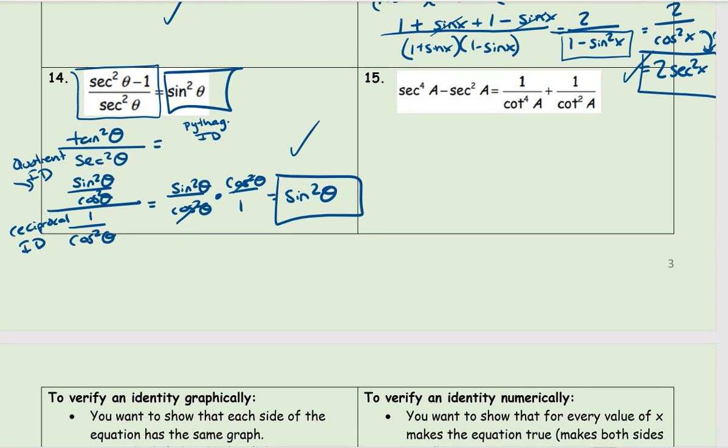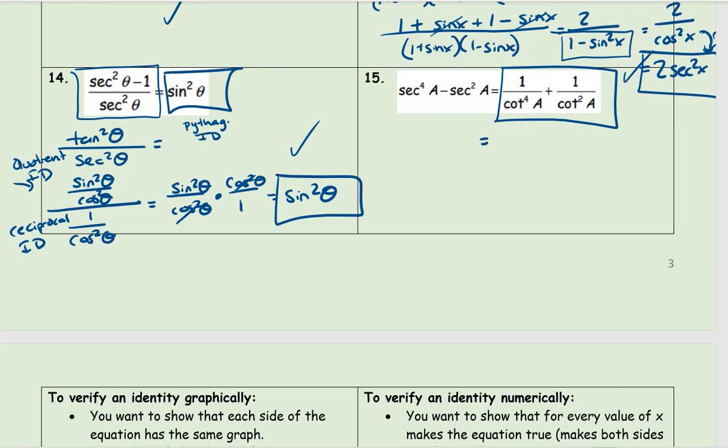Now, for our last one, it's a little tricky. Okay, so what you need to know here is that I would start with the right side here because, again, we have fractions and everybody does not like fractions. So what I'm going to do first is take these out of the fraction.